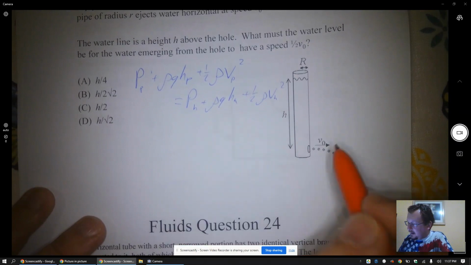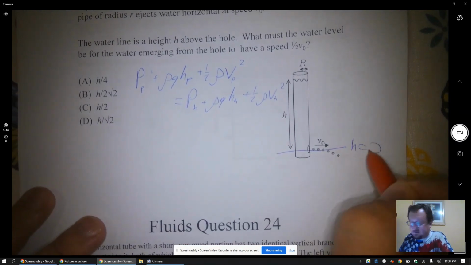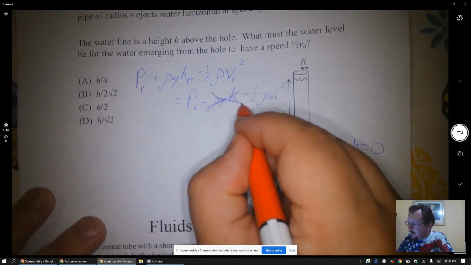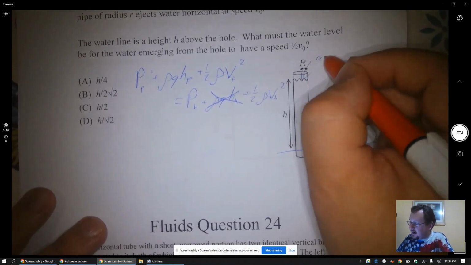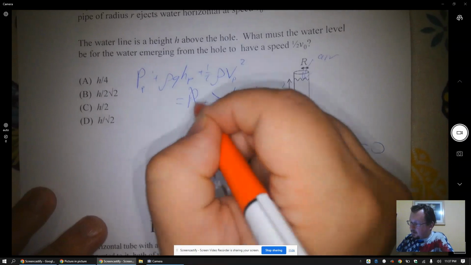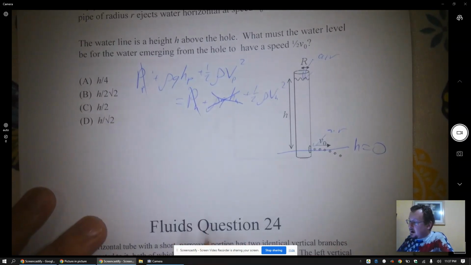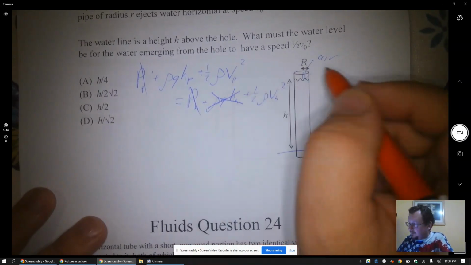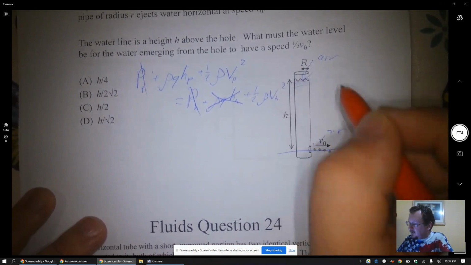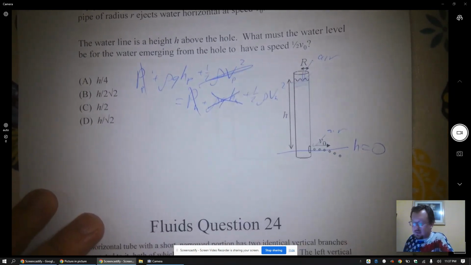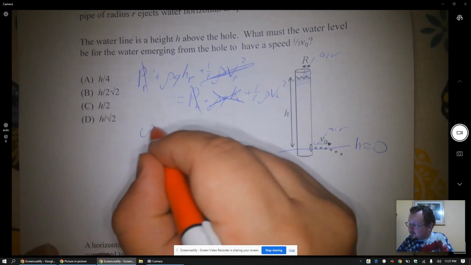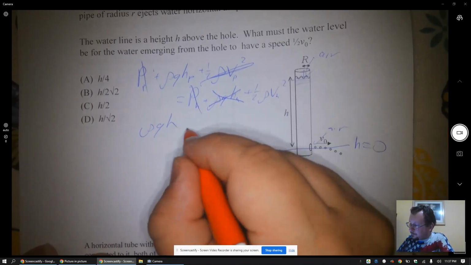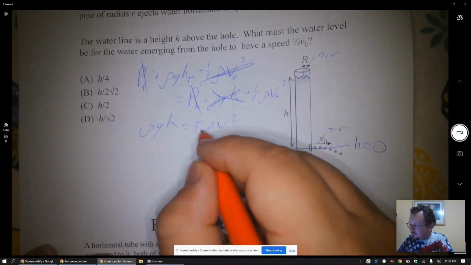You can set the height equals 0 wherever you want. So I'm going to say the height equals 0 here. That eliminates this term. Both the hole and the pipe top is touching air. So they're both air pressure here, which cancels out. The speed of the water in the pipe is very, very slow compared to the speed that the water comes out. So I'm just going to let that go. For more on that, see my notes on Bernoulli, like why was I able to cancel out all those terms and call them 0. Density, gravity, this height right here equals 1/2 density velocity squared.